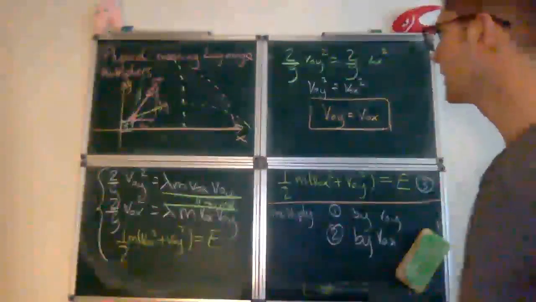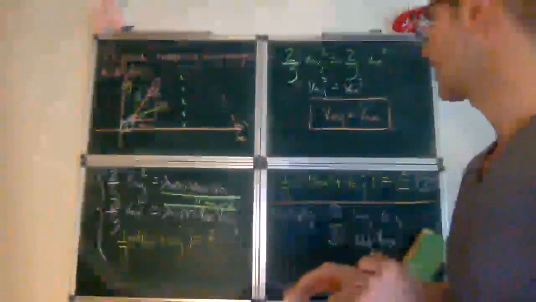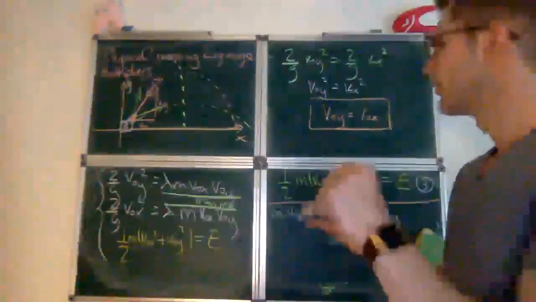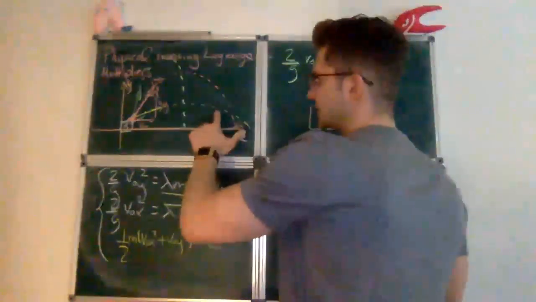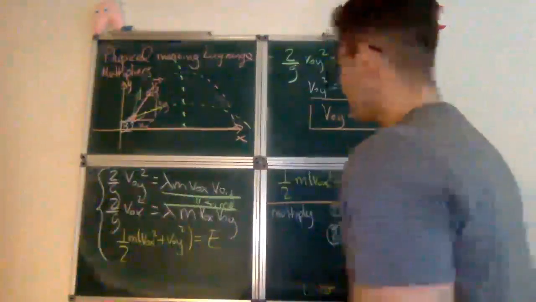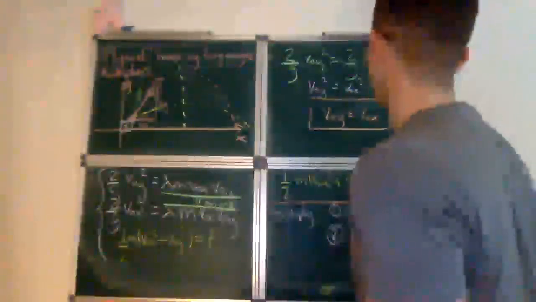So again, what that means is that if you're launching the projectiles with a fixed kinetic energy, right, then in order to maximize the range, you have to throw them in such a way that their initial speeds in both directions are the same. And so that really tells you that the initial angle has to be 45 degrees, right?